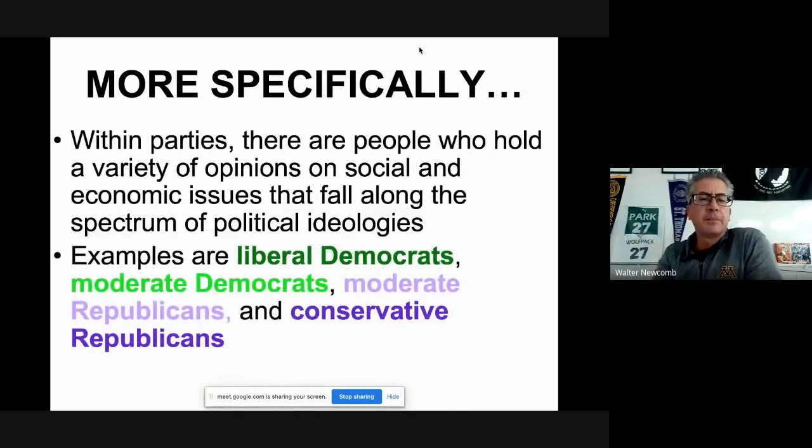Within the parties, there are people who hold a variety of opinions on social and economic issues that fall on the spectrum of political ideologies. You can find examples of liberal Democrats, but also moderate Democrats. And you find moderate Republicans and conservative Republicans. And there are some where you can actually find conservative Democrats and liberal Republicans. And that could depend on the state that they're from.